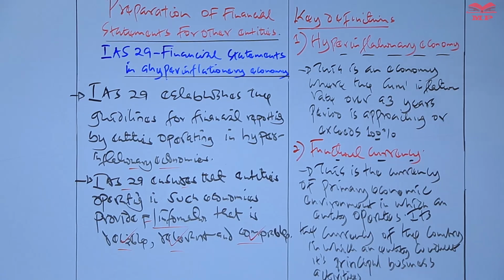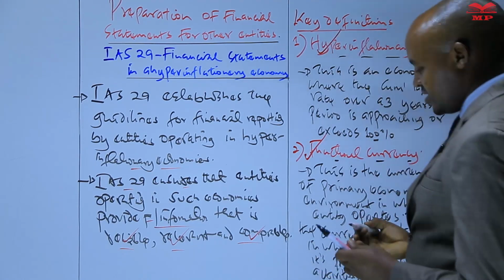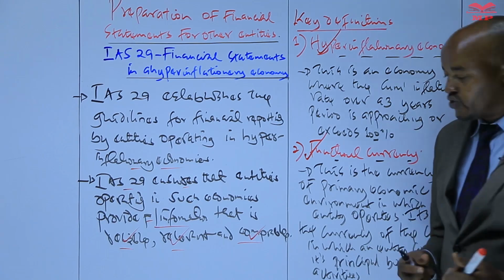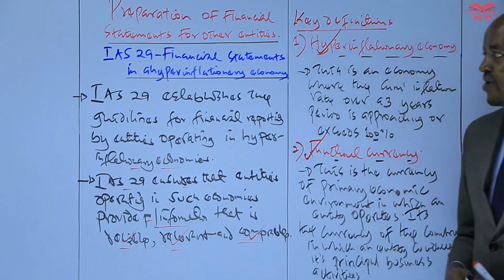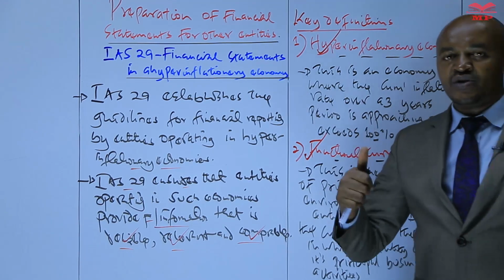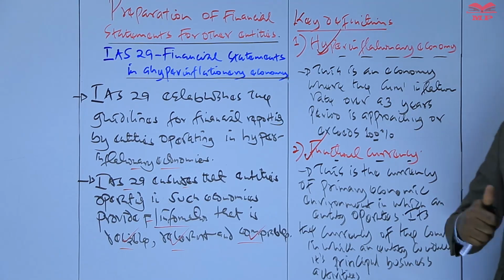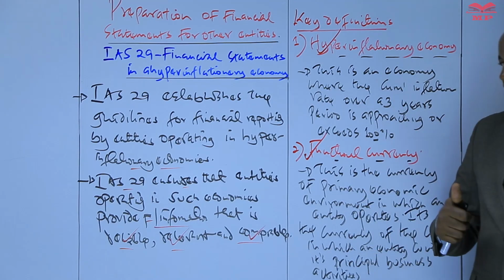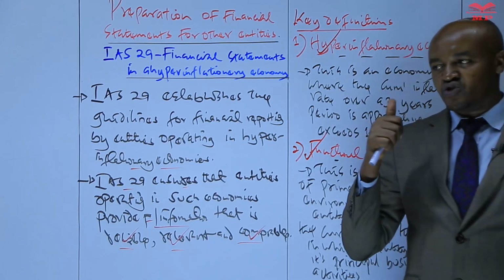So that is the definition of the term functional currency. Therefore, these are some of the terms which you must be in a position to define. And therefore, what you have said is that International Accounting Standard number 29 requires that a company which is operating in a hyperinflation economy should restate the financial statements to reflect the changes in the general purchasing power of the functional currency.